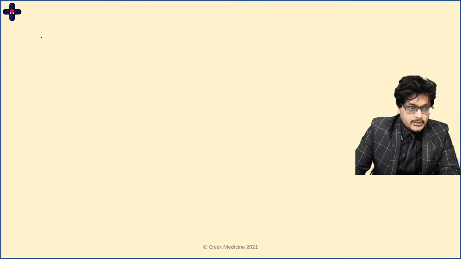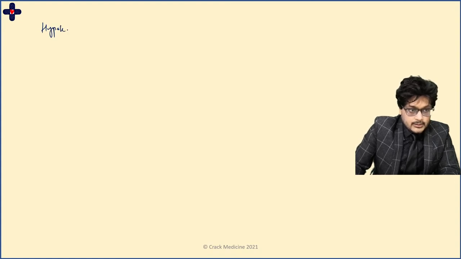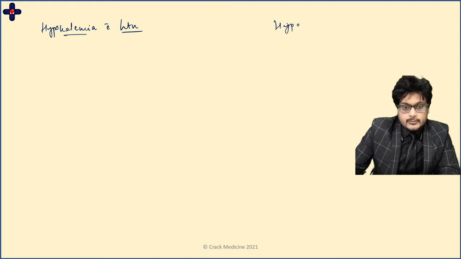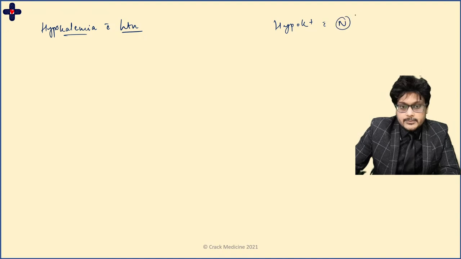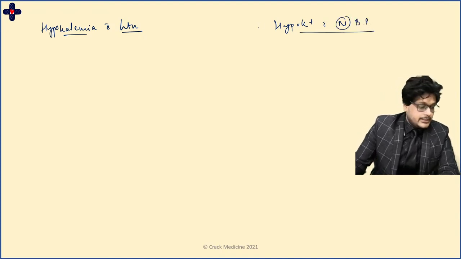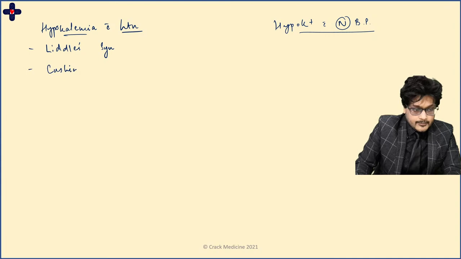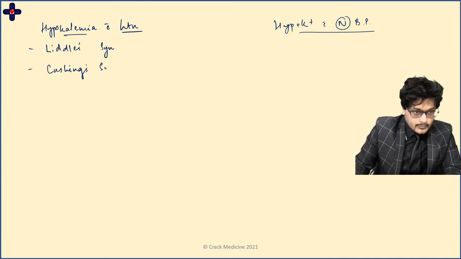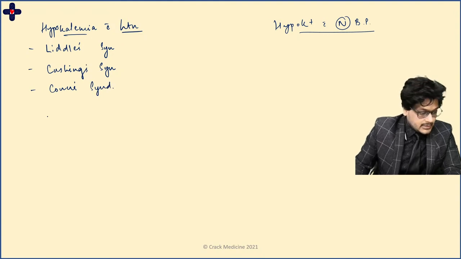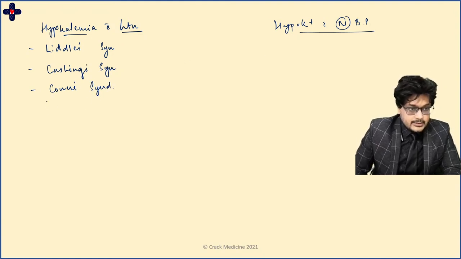There are basically two things you need to remember. One is hypokalemia with hypertension. The second one is hypokalemia with normal blood pressure. Okay, no hypertension, right? So the first one is Liddle syndrome over here. There are other causes also, like Cushing's. And then you have Conn syndrome, right? You also see that in 11 beta hydroxylase deficiency, but you don't have to remember that.